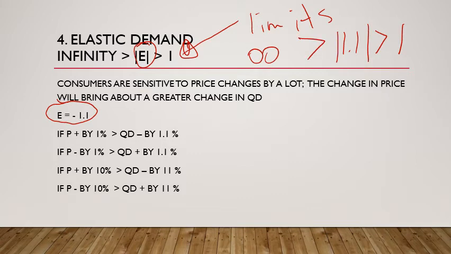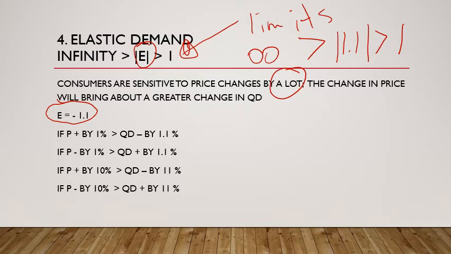Okay, so how do we verbalize this elastic demand? Well, we verbalize it in the following way. Consumers are sensitive to price changes by a lot, as opposed to a little bit, a lot. And that means the change in price will bring about a greater change in quantity demanded. In other words, consumers are sensitive to price changes by a lot. All right, let's try it here. Again, we're interpreting negative 1.1.